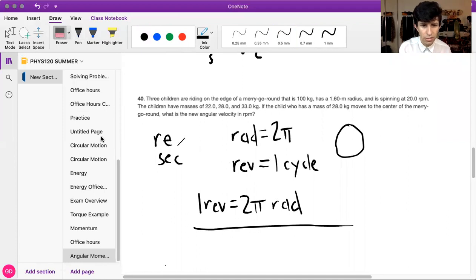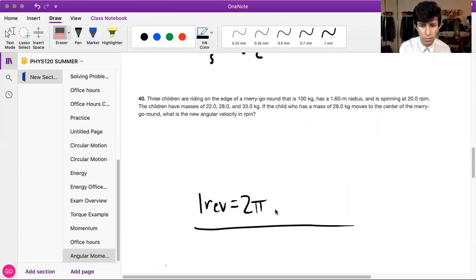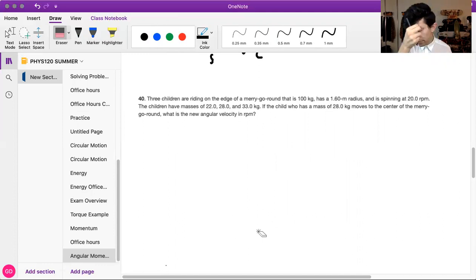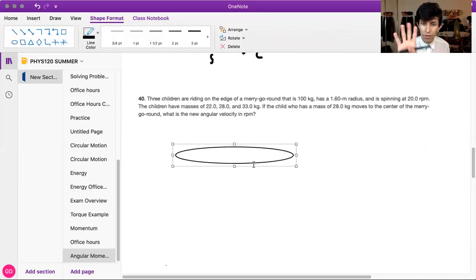I'm going to erase all of this stuff. Okay, so let's get started with the problem. It doesn't say it on here, but when they talk about merry-go-rounds, they want you to treat it like a disc. Think about, we're looking above the ground. Actually, we're just going to do it like we're looking at the side.